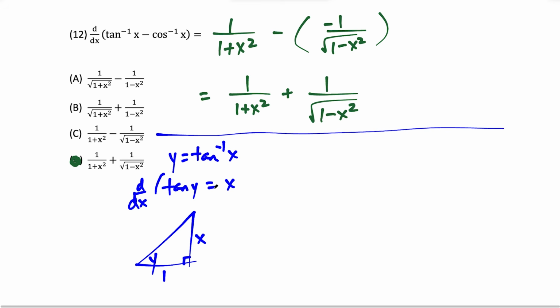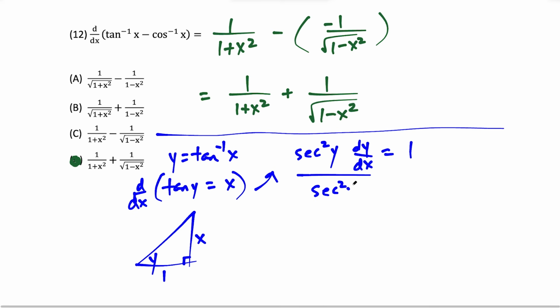So now from here, what we could do is take the derivative with respect to x of both sides of this equation, and on the left side, we're going to get secant squared y times the derivative of the inside, y, which is dy dx. And now equals, we have the derivative of x is 1, and we're looking for the derivative of tangent inverse, or dy dx. So we're going to divide both sides by secant squared y, and now secant squared y cancels on the left, and on the right, 1 over secant squared y is the same thing as cosine squared y.